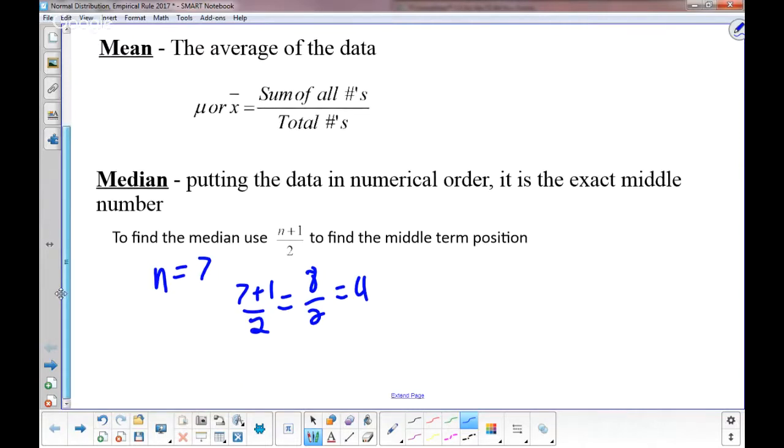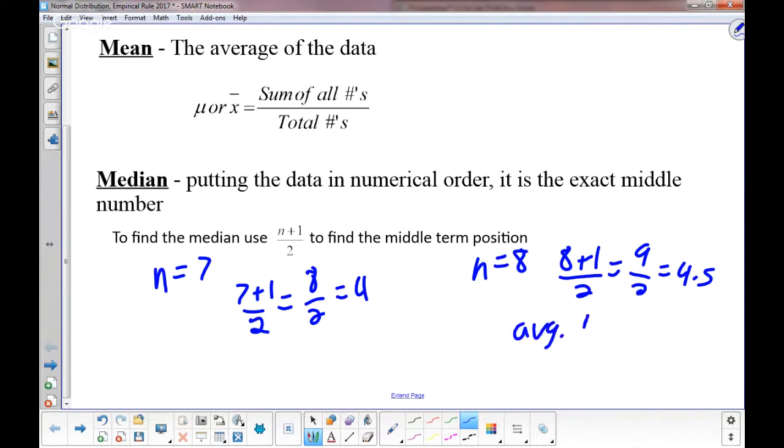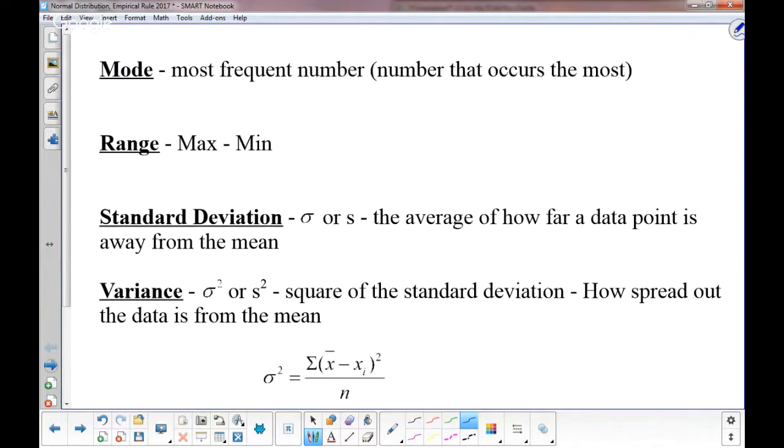If you end up with an even number, you have to take the average. So it'll be the average of the fourth and fifth number. So let's just say n was 8. 8 plus 1 over 2, that's 9 over 2, which is 4.5. So it would be the average of the fourth and fifth term. That would be your median. So again, that's just a way of finding it. The calculator will do this for us if you do not remember.